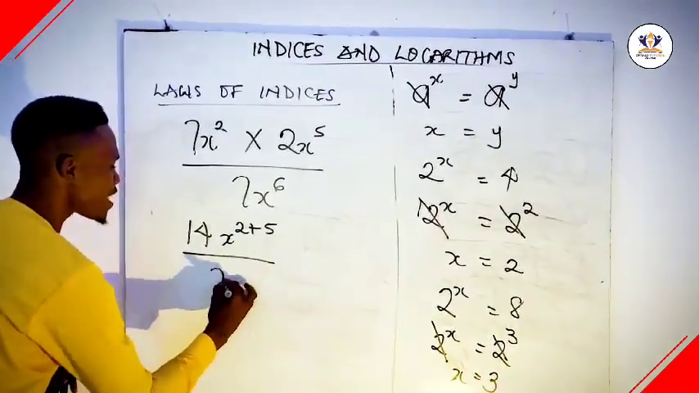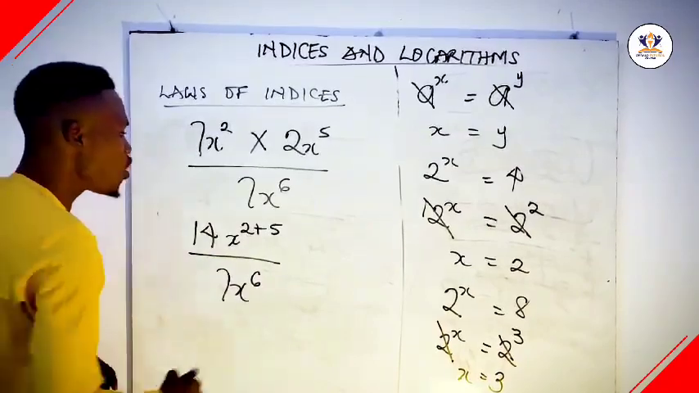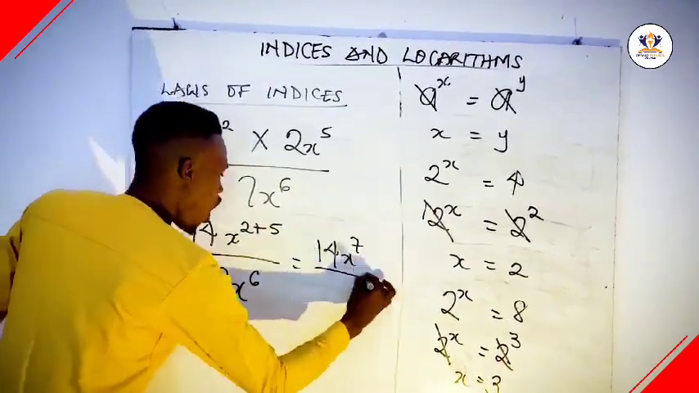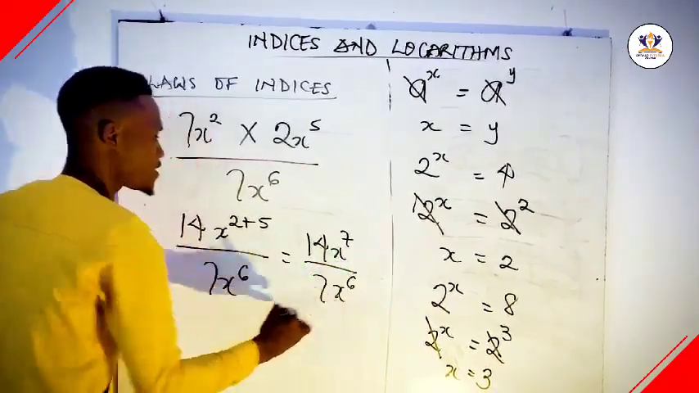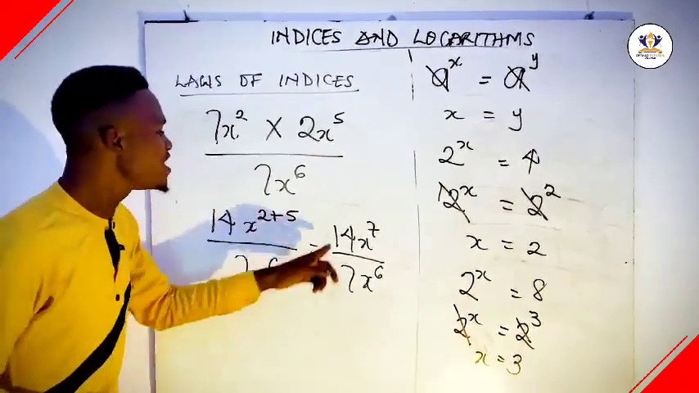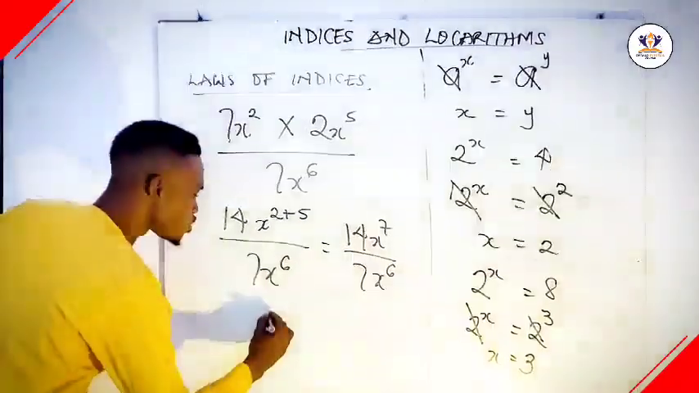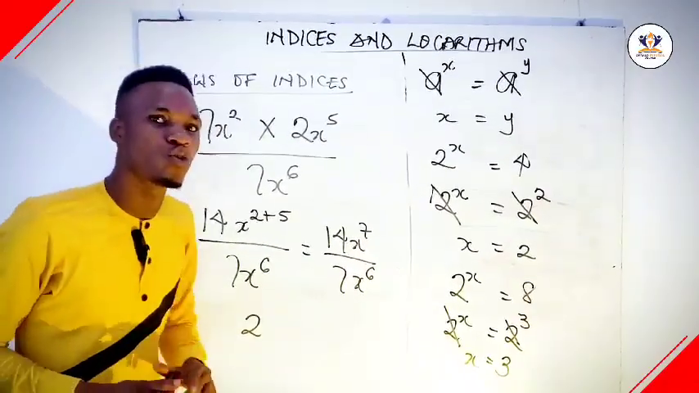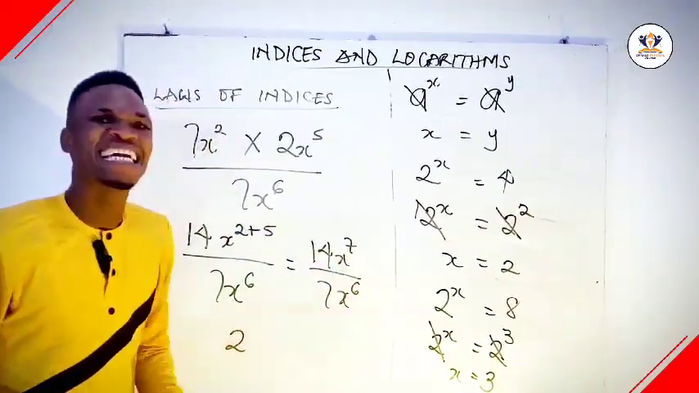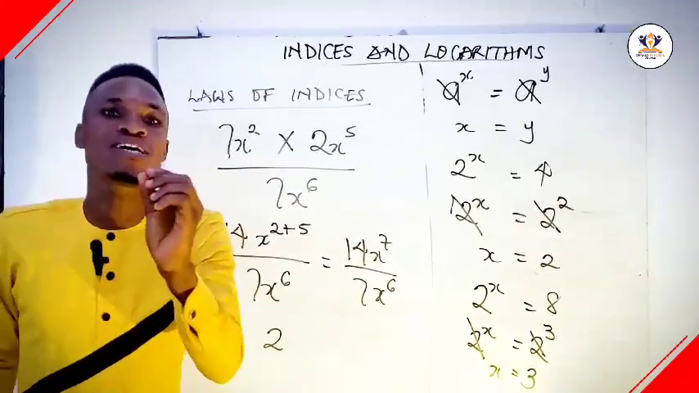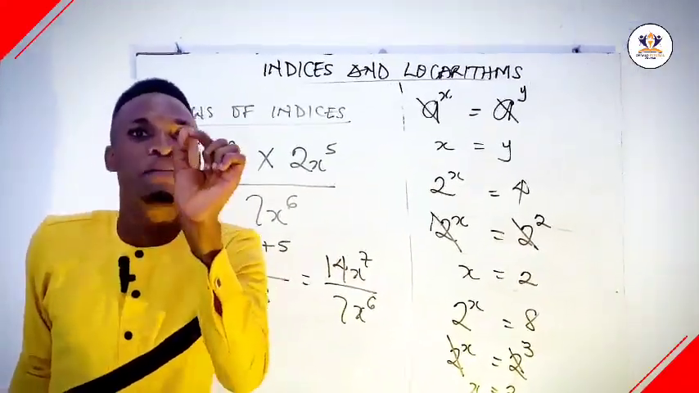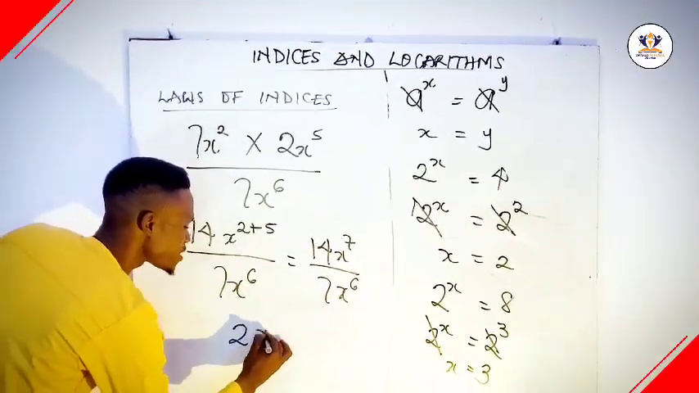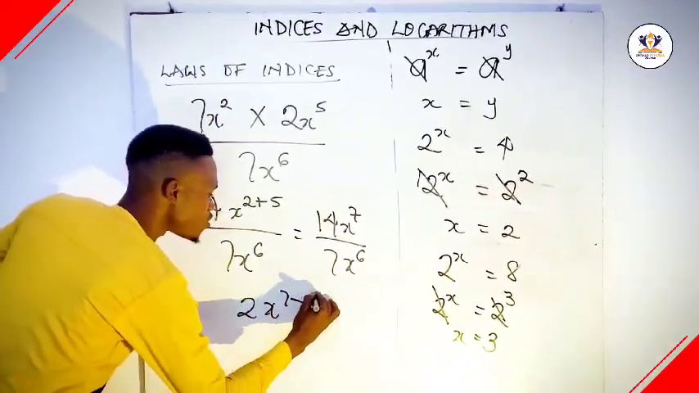Everything all over 7x raised to power 6. So from here, we have this equal to 14x raised to power 7 all over 7x raised to power 6. Now, what is 14 divided by 7? That is 2. Anytime you have a division sign, one thing you will do is subtract the powers. Now from here, we can say this is 2x raised to power 7 minus 6.